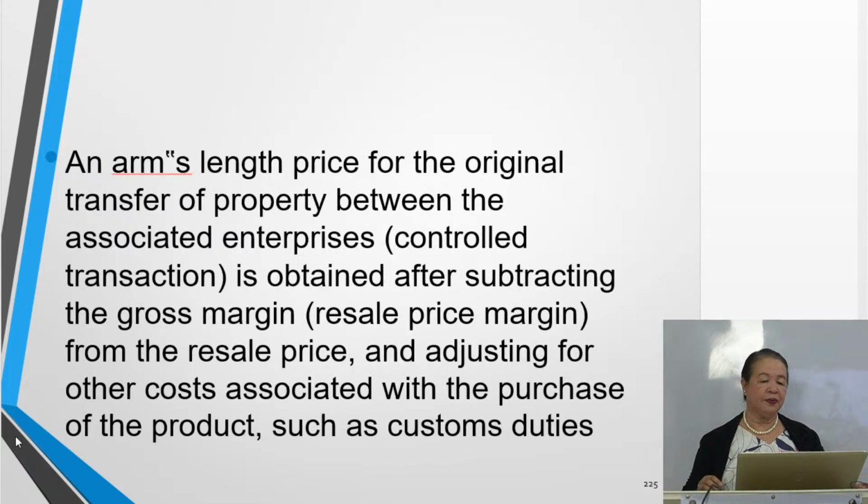Okay. So, the arm's length price for the original transfer of property between associated enterprises or the controlled transaction is obtained after subtracting the gross margin, resale price margin, from the resale price, and adjusting for other costs associated with the purchase of the product, such as customs duties, no? So, marami pa yan na factors, no, yung nag-i-influence.